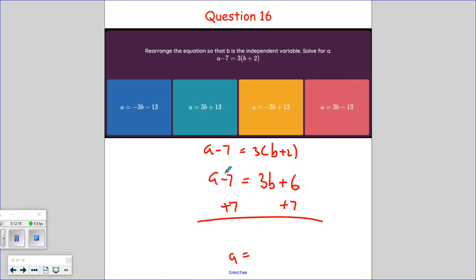So a, positive 7, negative 7 make a 0 pair, so that leaves me with just a. And on this side, 3b plus 6 and plus 7, well, 6 and 7 can be combined, so I get 3b, 6 plus 7 is positive 13, so a equals 3b plus 13. There's my answer. Hope you find that helpful.